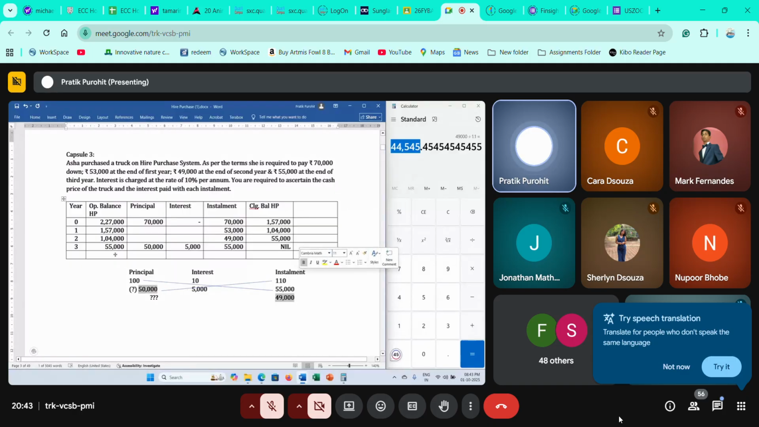50 plus 49. So what you do? 50 plus this 49. You write it over here somewhere in the corner, becomes 99,000. Now this is interest on total amount plus total amount outstanding.